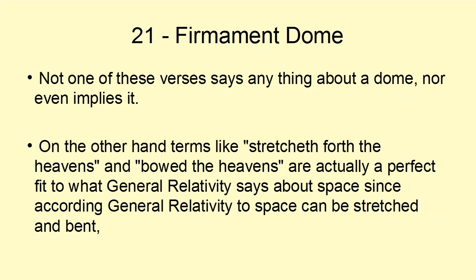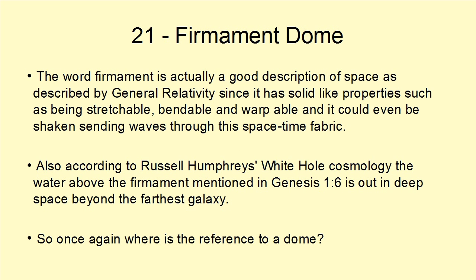Note, not one of these verses says anything about a dome, nor even implies it. On the other hand, terms like stretch forth the heavens and bowed the heavens are actually a perfect fit to what general relativity says about space, since according to general relativity, space can be stretched and bent. The word firmament is actually a good description of space as described by general relativity, since it has solid-like properties such as stretchable, bendable, warpable. It could even be shaken, sending waves through the space-time fabric.